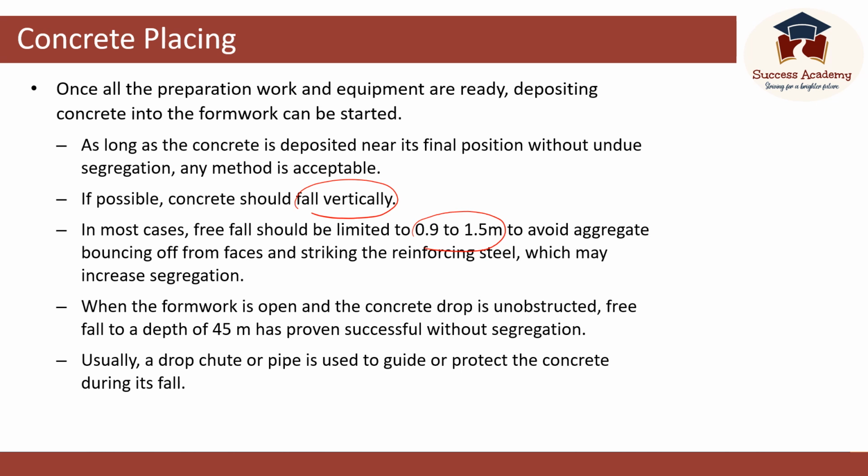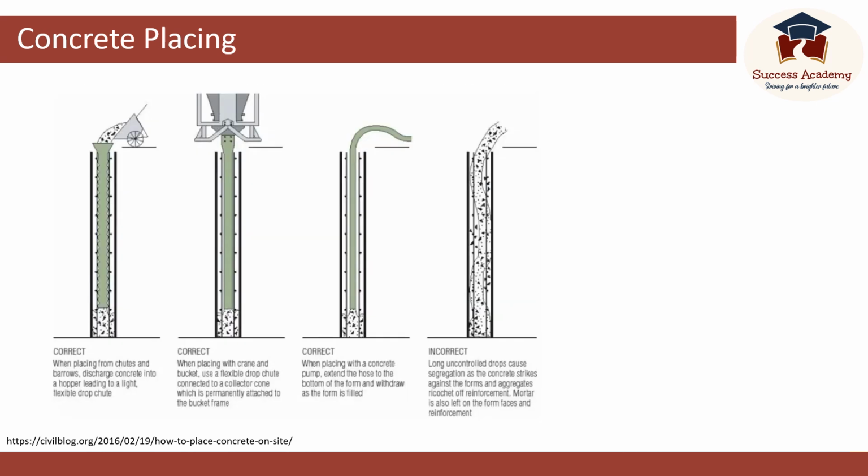When the formwork is open and the concrete drop is unobstructed, free fall up to a depth of 45 meters has been proven successful without segregation. Usually a drop chute or pipe is used to guide or protect the concrete during its fall. Here you can see some correct and incorrect ways of placing concrete into a column. Concrete should be filled from the bottom, as you can see here in the three pictures with the correct configuration.